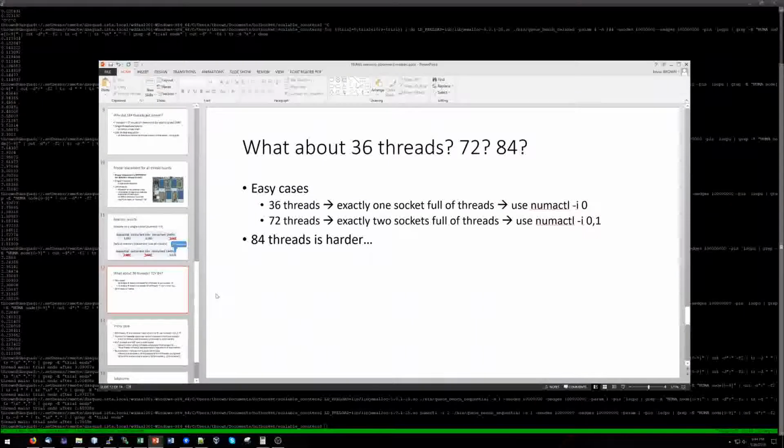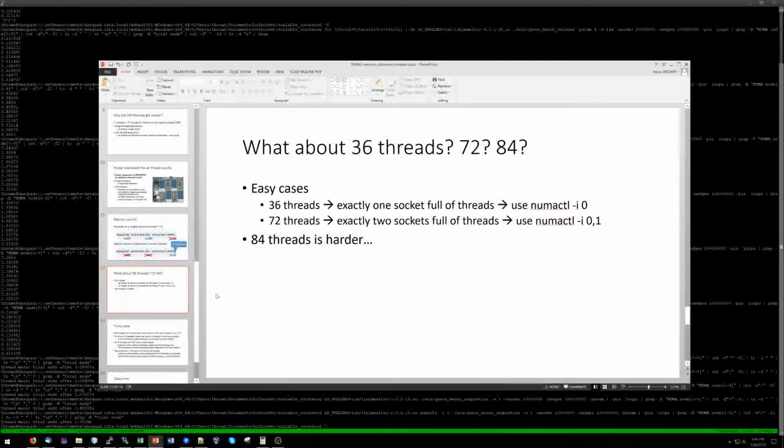Okay, so what if we're not running these easy thread counts like 1 or 144 where it's really obvious what to do? What if we run 36 threads or 72 or 84? If we run 36 threads, remember on our system we have 36 threads per socket, that's exactly one socket full of threads, so it's pretty obvious what to do. We should use numactl -i 0. All the memory should be allocated on that single socket. If we run 72 threads, then there are exactly two sockets full of threads, so you should be using numactl -i 0,1. This is of course assuming that we're pinning threads so that they run on these sockets only.